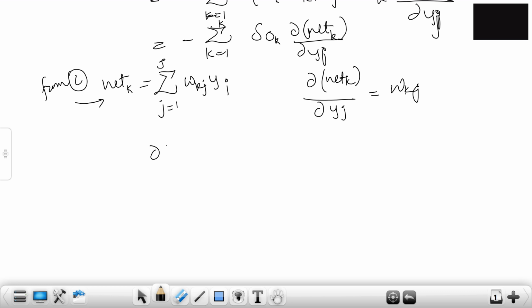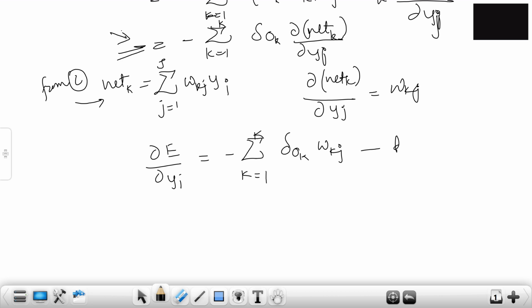So what will happen to dou e? Now dou e upon dou yj, that is this part, so we're writing over here. What is it going to be? It is going to be nothing but minus of summation k going from 1 to K, delta OK wkj. This is what we get.